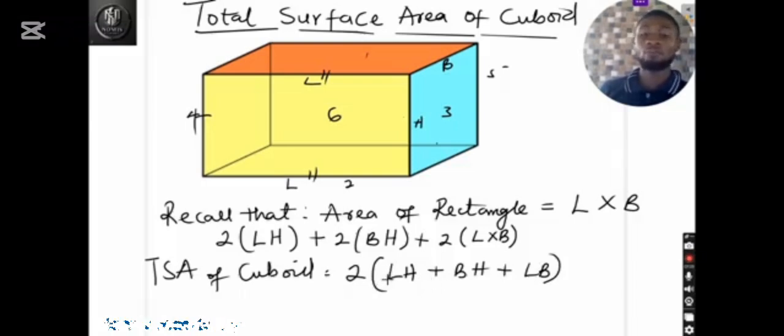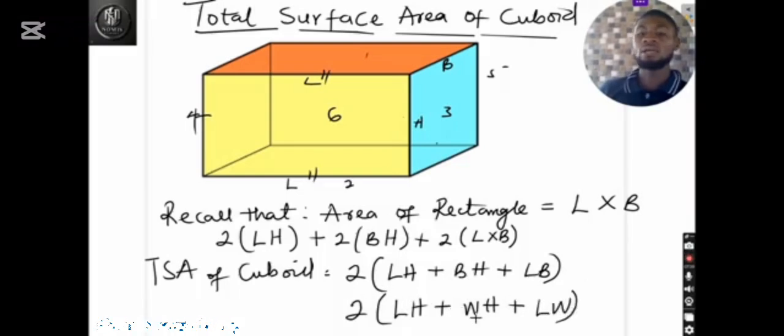You might see some other formulas that will say 2 open bracket LH plus WH plus LW is the same thing. What does W mean here? Breadth. Breadth and width. It means the same thing. How broad it is, how wide it is.